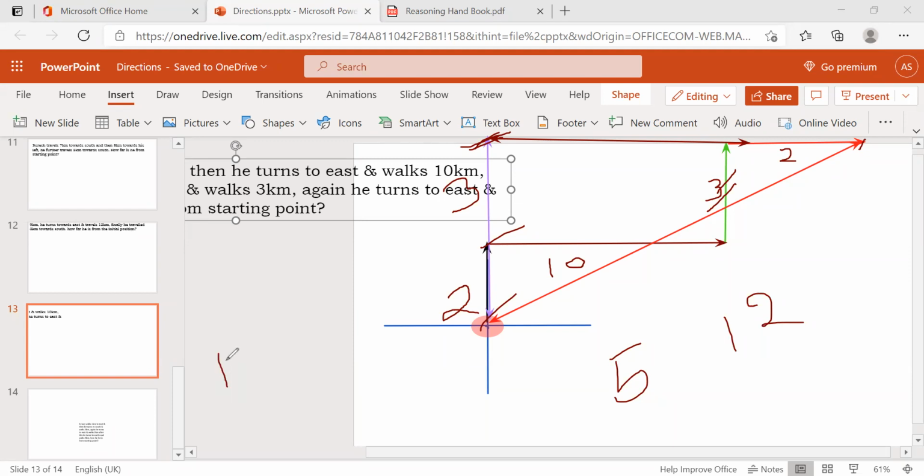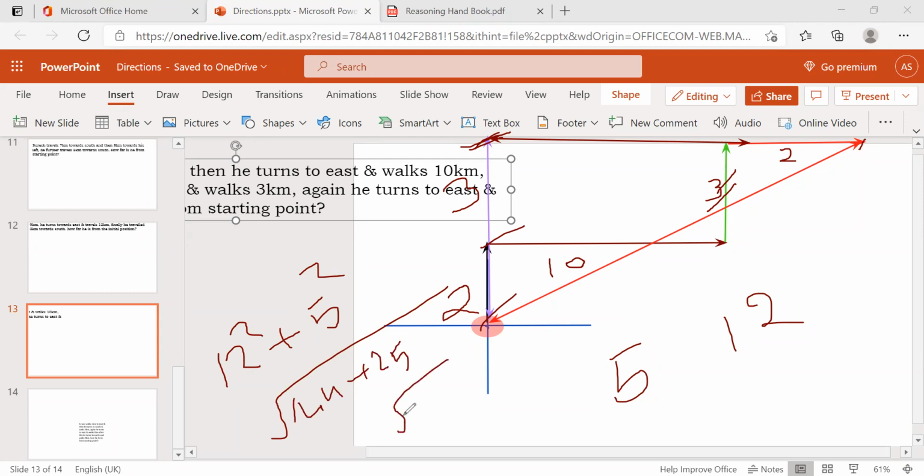Now 12 square plus 5 square. It's nothing but, as we solved before, 144 plus 25. It's nothing but root 169. It's 13. Is it clear? Now I think you people understand everything.